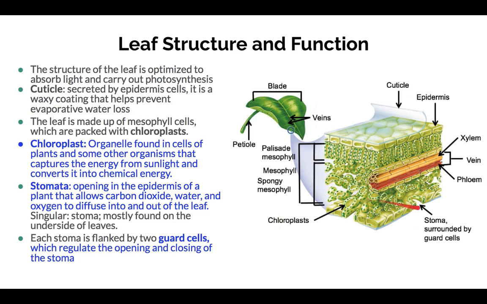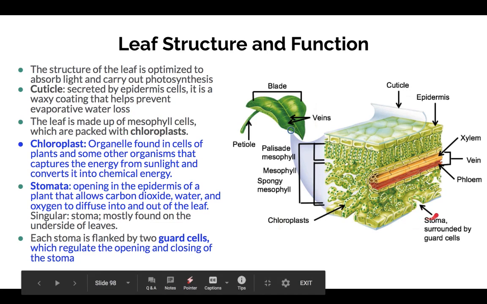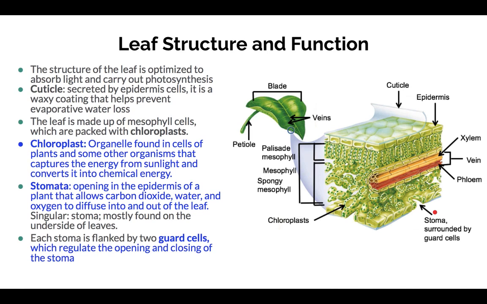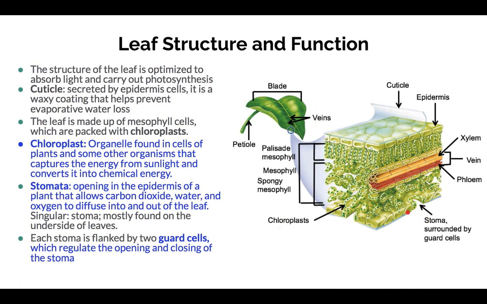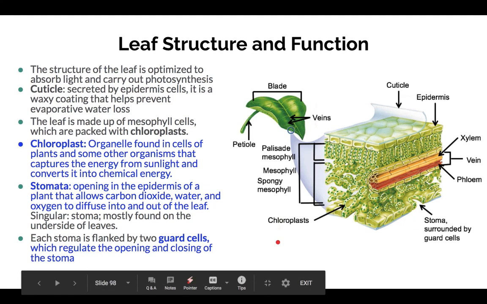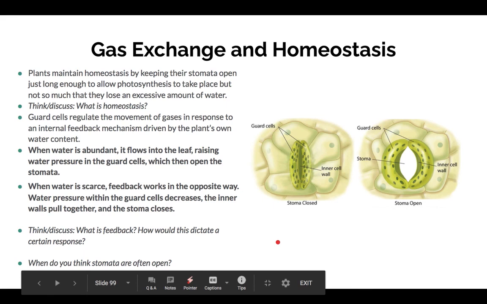The stomata, down here, is an opening in the epidermis of a plant that allows carbon dioxide, water, and oxygen to diffuse into and out of the leaf. The singular for stomata is stoma, that is one, okay, and they are found mostly on the underside of leaves. Each stoma is flanked by two guard cells, and the guard cells regulate the opening and closing of the stoma. So guard cells, we're going to talk about more here.